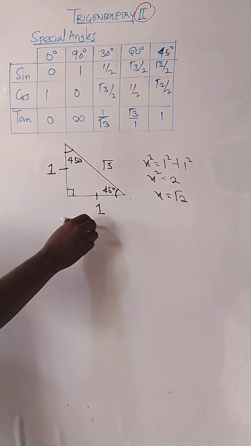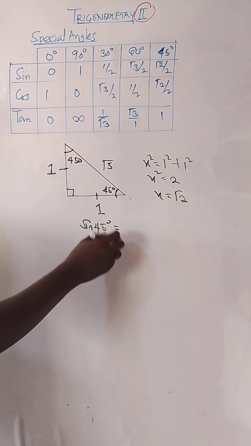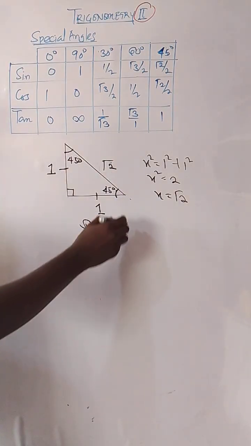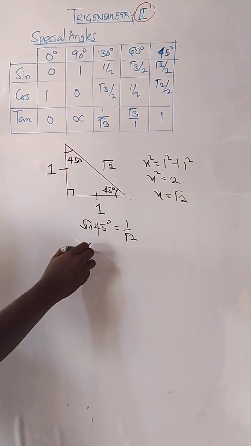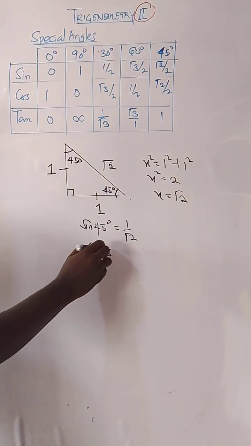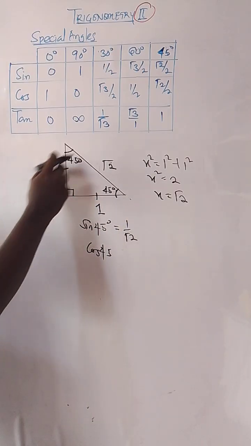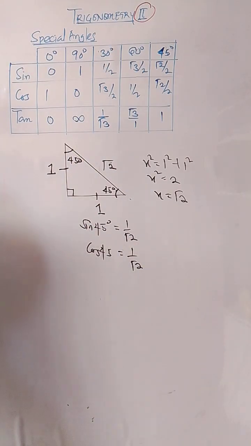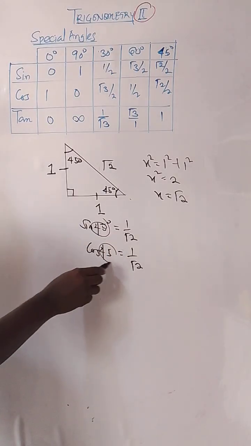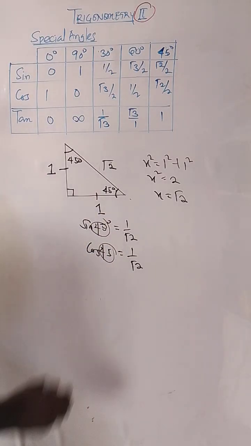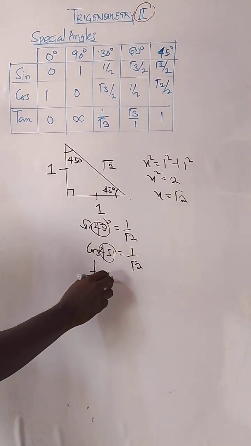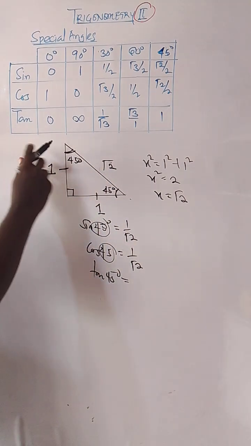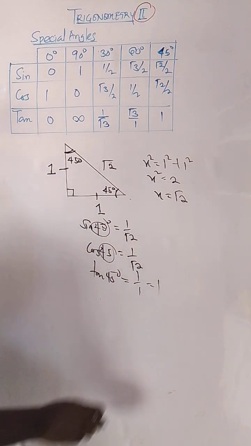So let's do sine 45. What is sine 45? Opposite over hypotenuse, 1 over root 2. What is cos 45? If this is the opposite, this will be the adjacent over hypotenuse, which is still 1 over root 2. As you can see, they are equal. Why are they equal? Because these two angles are complementary. What is tan 45? Opposite to adjacent. If this is the angle, this is opposite, this is adjacent, so 1 over 1, which is 1.